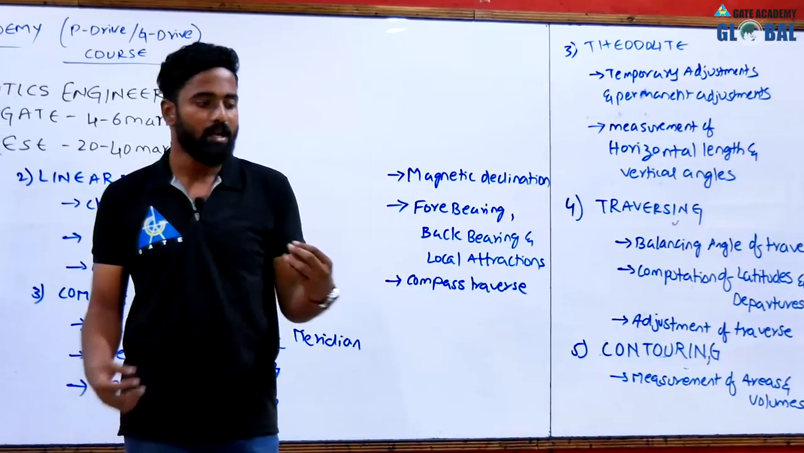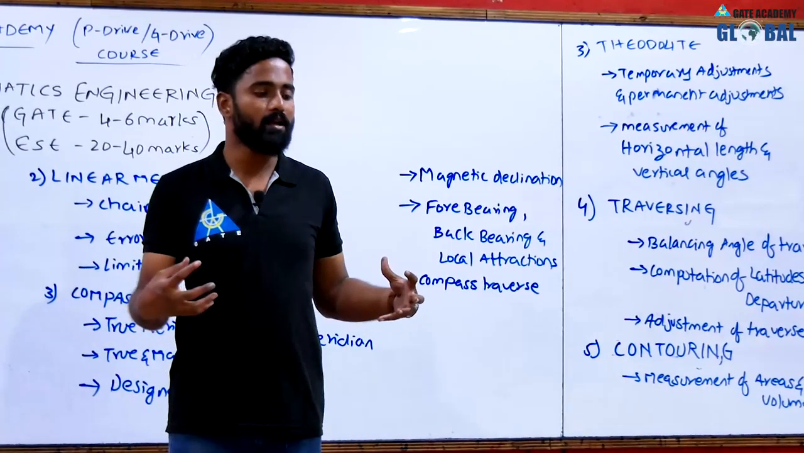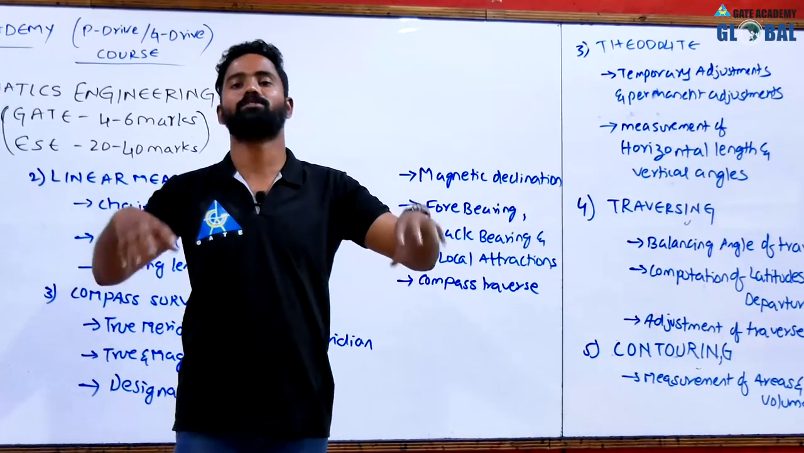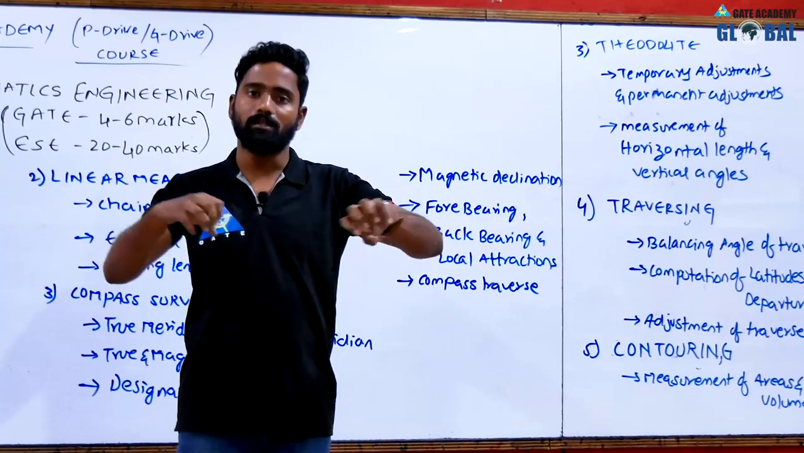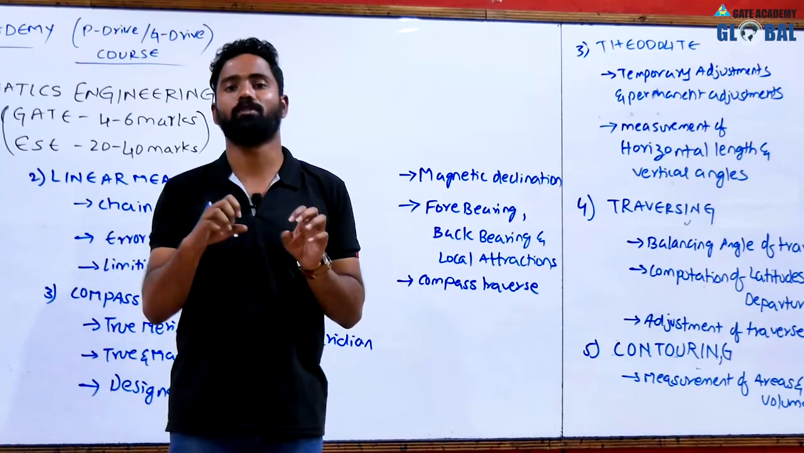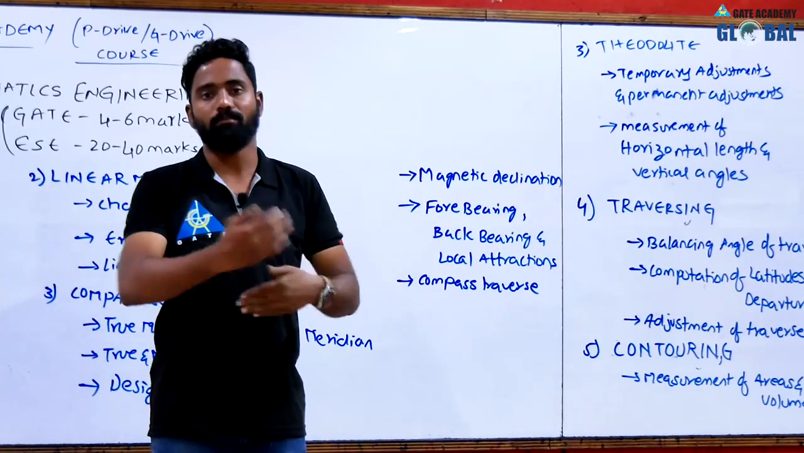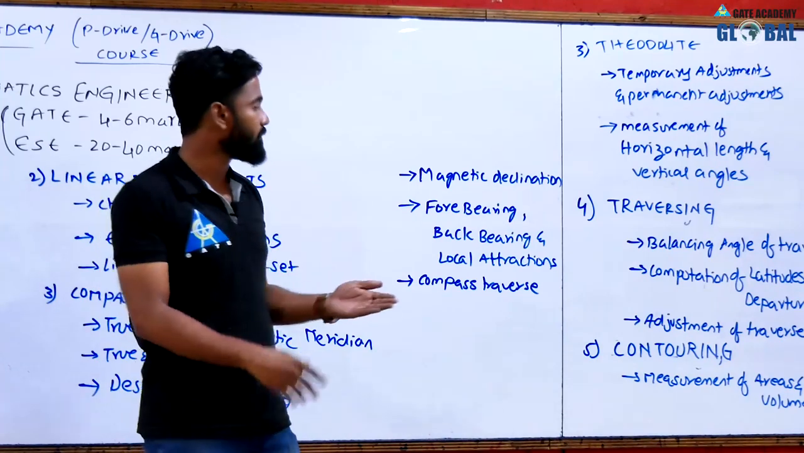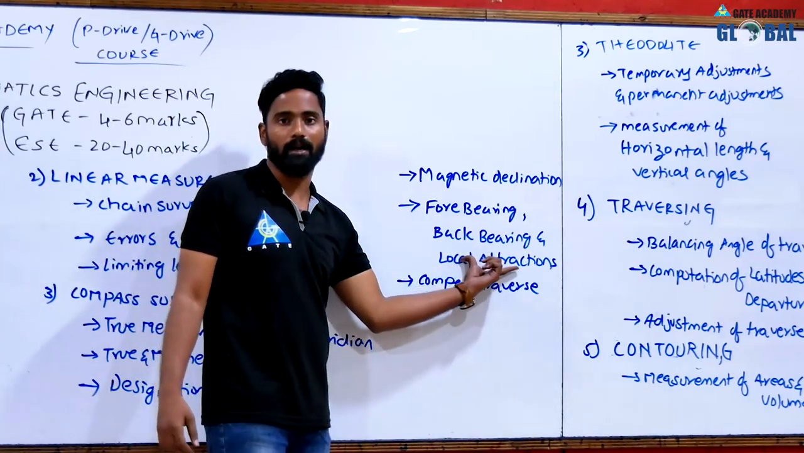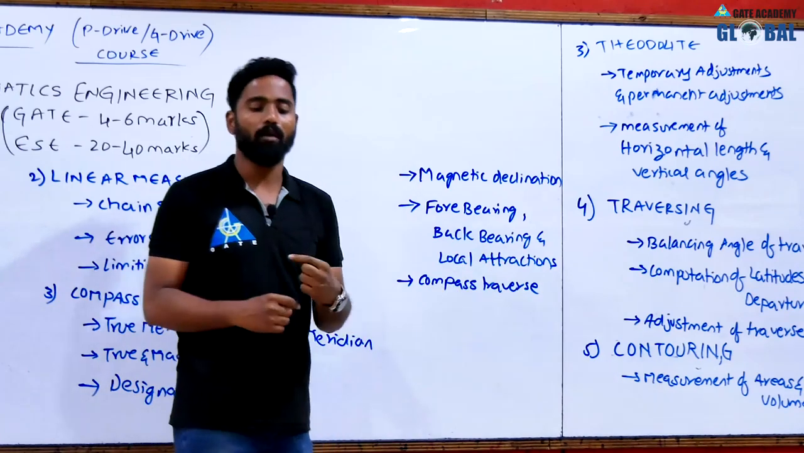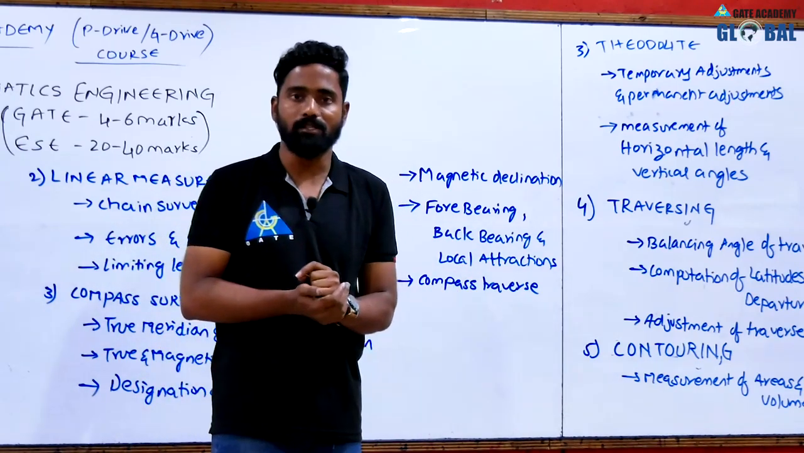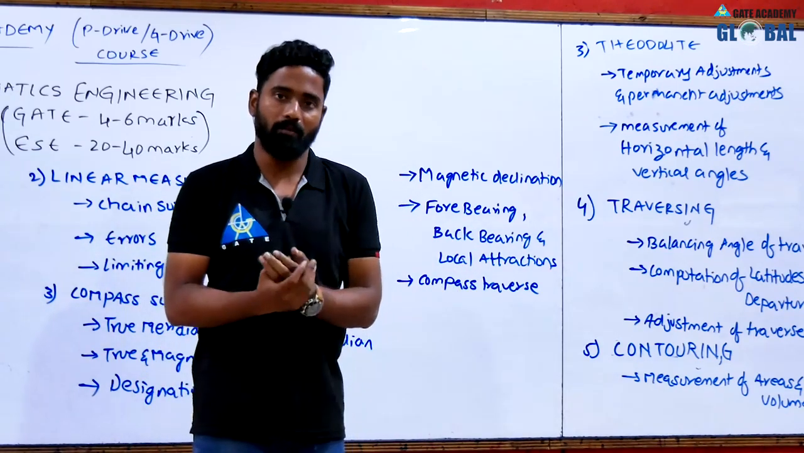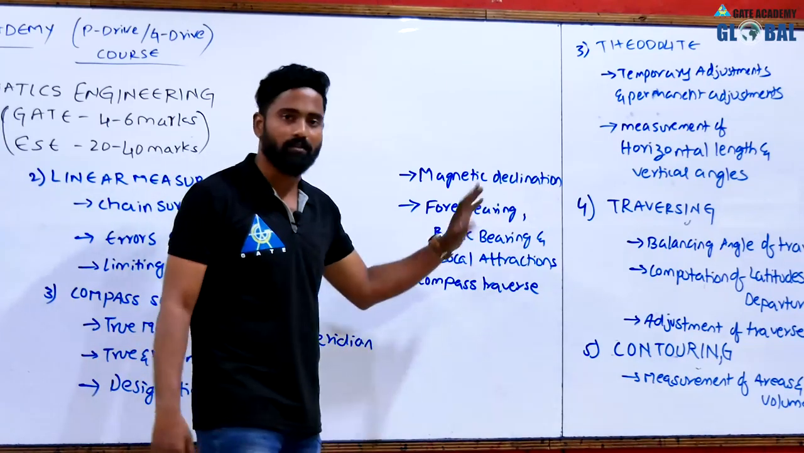Local attraction means that, because of natural calamities, there might be a change in the magnetic flux over there. So the bearing is changed. If the bearing is changed, you will say it is affected by local attraction. So you have to overcome those local attractions by using different methods, which we will see in traversing.